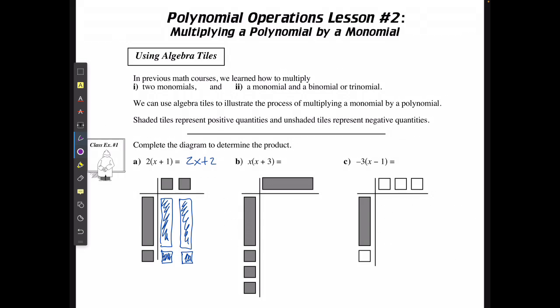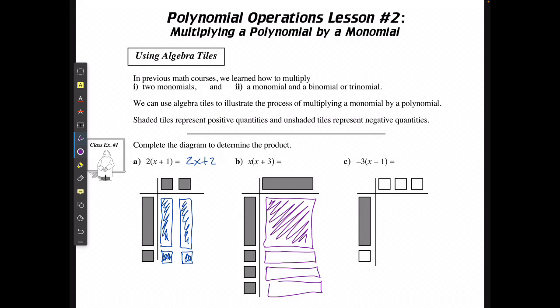In the second case, if I have a long side length, which is an x, and a long side length, which is an x, then they're going to multiply to make an x squared. And just like in the last case, if I have an x and a 1, they're going to multiply to make x's.